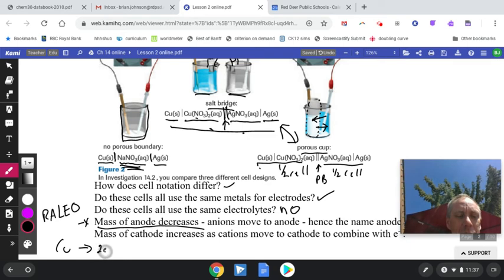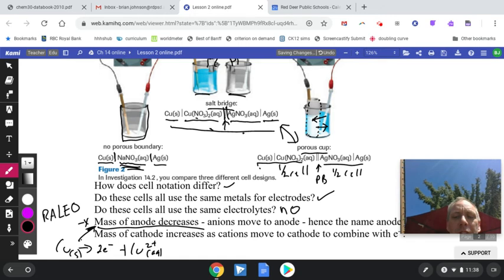And if copper loses 2 electrons, it becomes copper ions. So our solid mass loses metal as it becomes aqueous, and that's typical of most voltaic cells. The metal anode breaks down into ions and electrons.